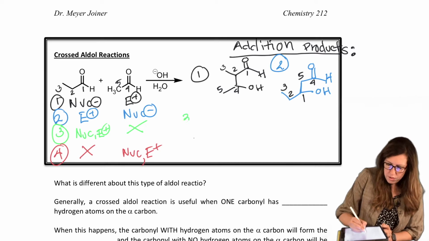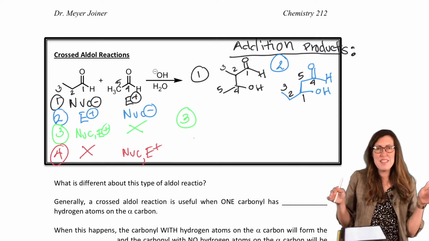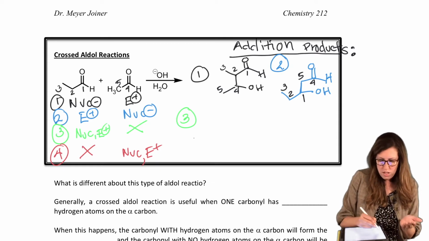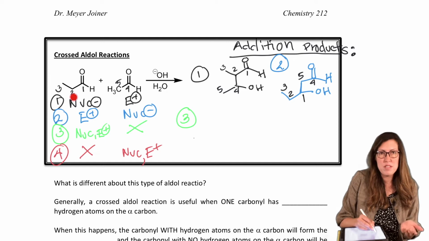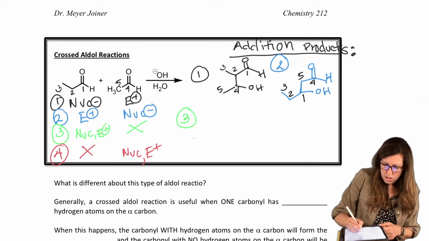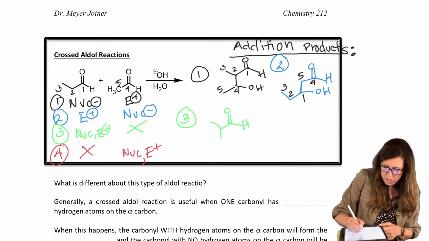Okay, outcome 3, this is nothing new. This is the self-aldol. So the first one, propionaldehyde, or propanal as it is also called, reacts with itself. So draw it intact. Then draw where the new bond will be on the alpha carbon and draw it attached, except the carbonyl changes to an OH.